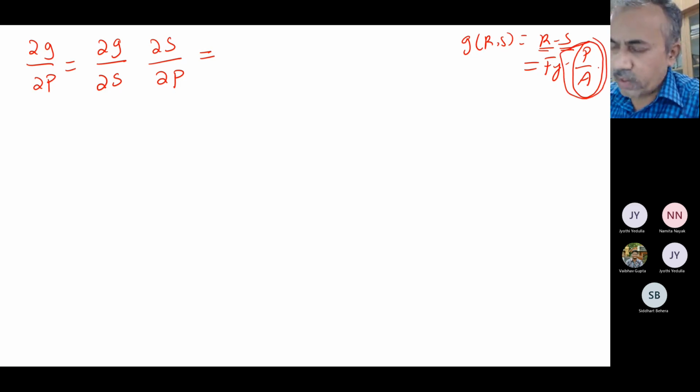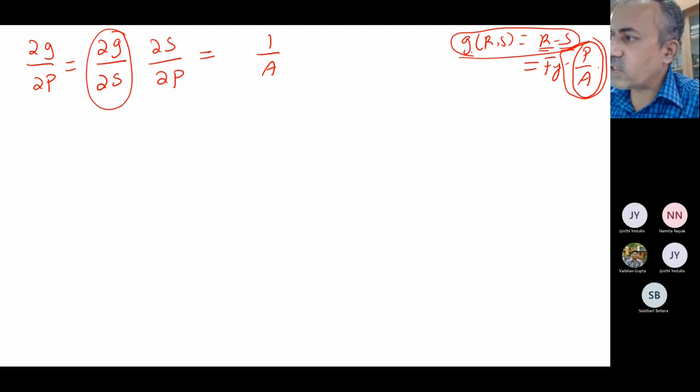See ∂S/∂P. What is ∂S/∂P? S is P by A, so the derivative is minus 1 by A. What is ∂G/∂S? G is R minus S actual. Okay, so what is ∂G/∂S? Minus 1. So this is how the chain rule of differentiation comes.